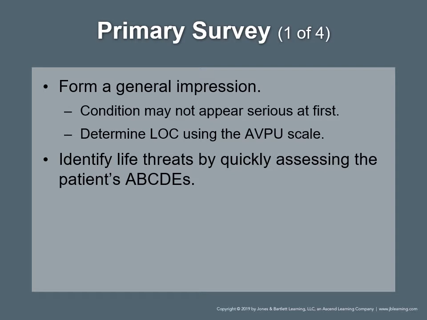In your primary survey, you'll form a general impression. Keep in mind that conditions of many medical patients may not appear serious at first. Determine the patient's level of consciousness using the AVPU scale. Identify life threats by quickly assessing the patient's airway, breathing, circulation, disability, and exposure.